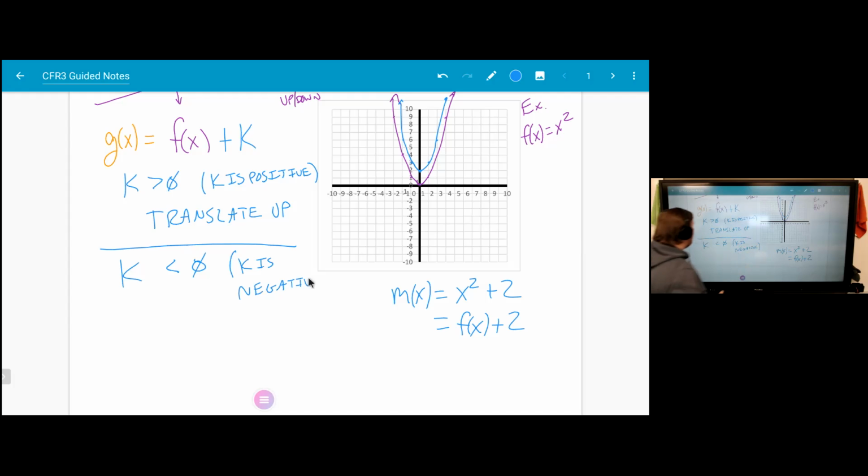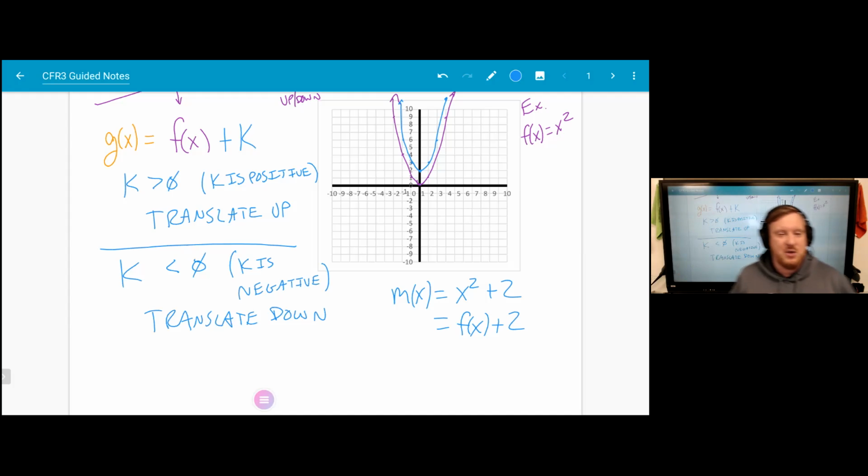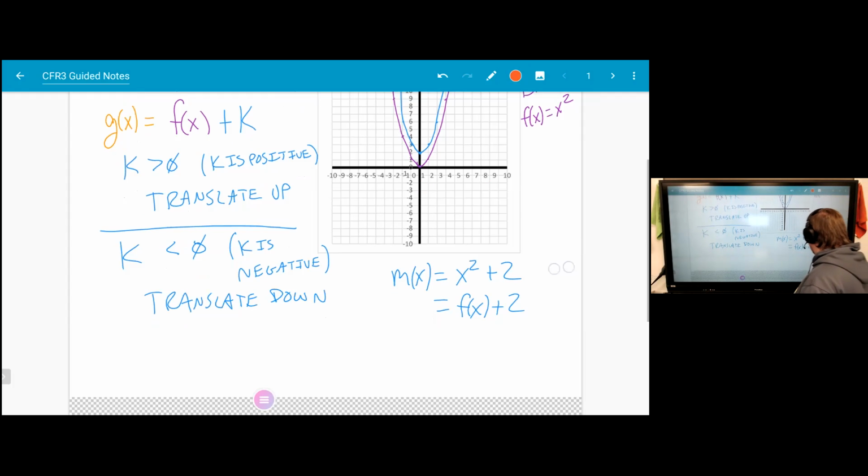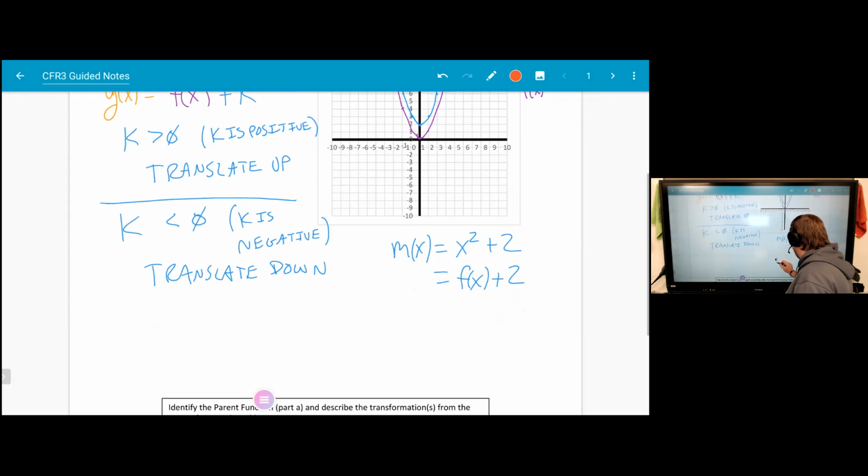If k is negative, then we have a translate down. It translates down. And what does that look like? Well, I'm glad you asked. What if we had this here, the function e of x equals x squared minus 3? Because why not?